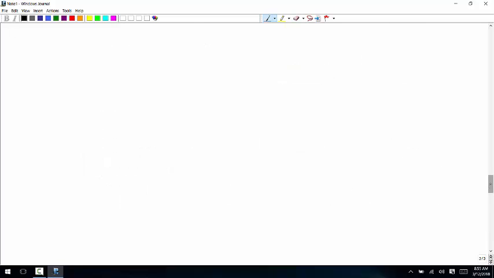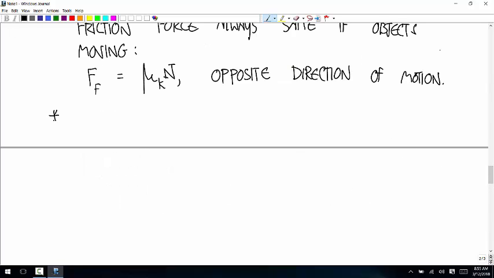By the way, this is kind of an interesting thing. Notice the coefficient of static friction is always greater than the coefficient of kinetic friction for any two surfaces in contact. Did you know that? Now you do.